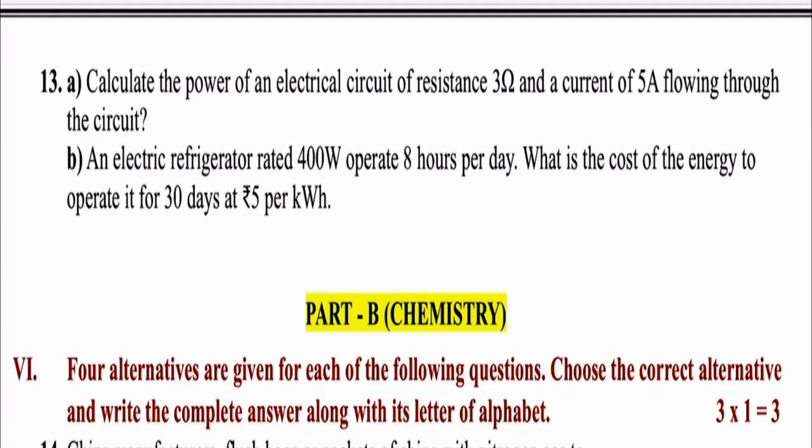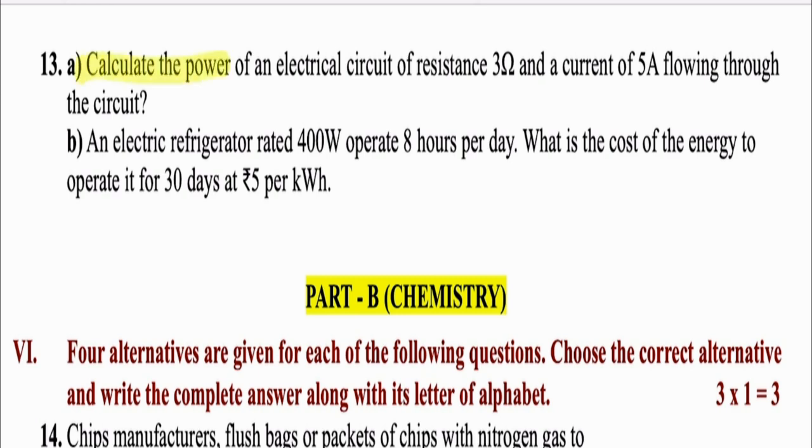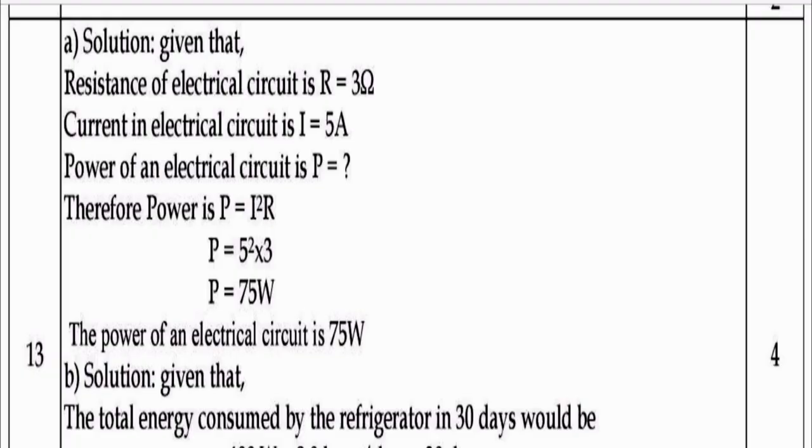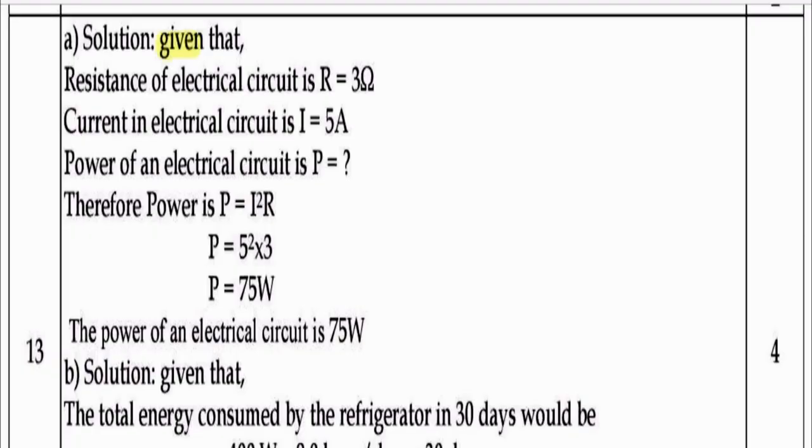Next, question number 13. Calculate the power of an electric circuit of resistance 3 ohm and current of 5 ampere flowing through the circuit. Solution. The given is resistance R is 3 ohm and current I is 5 ampere. We need to find power P. As you know, the formula is P equals I squared R, where I is 5 squared multiplied by 3, and it is 75 watt.